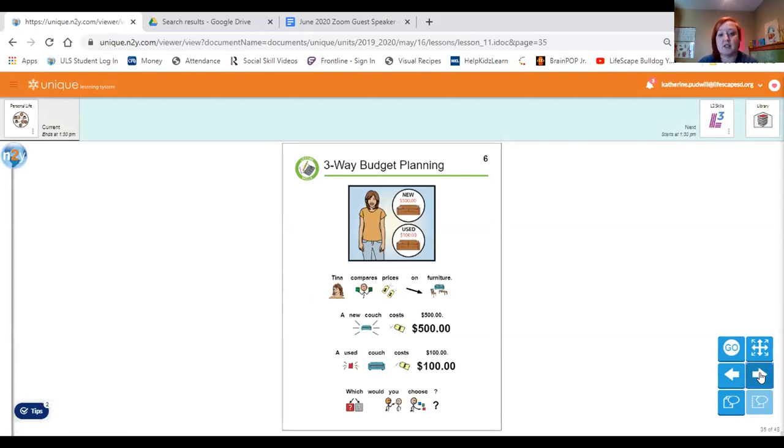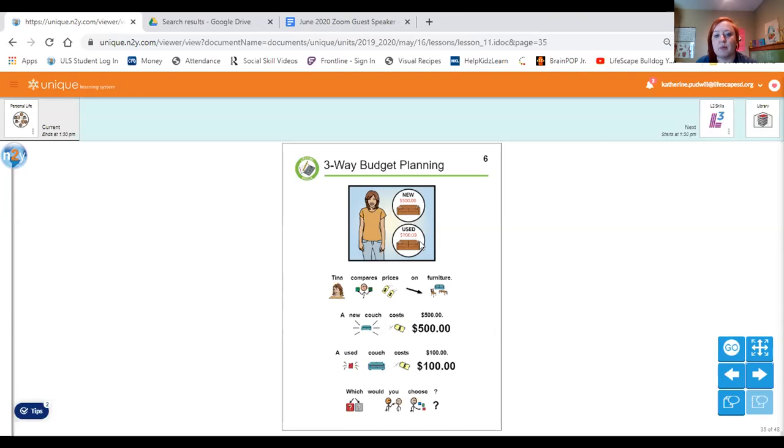Tina compared the prices on furniture. She found out that a new couch cost $500 at the furniture store. If she goes to a rummage sale, she found a used couch that cost $100. So which would you choose? Remember when we talked about making decisions for our homes, we have to think about cost, but we also have to think about quality and if it's going to meet our needs.